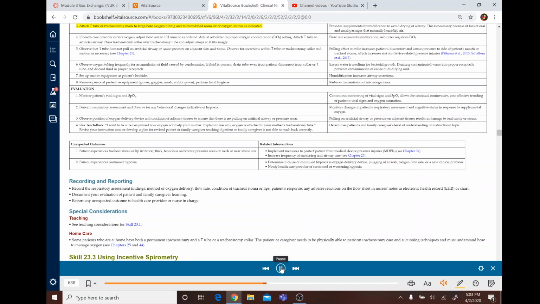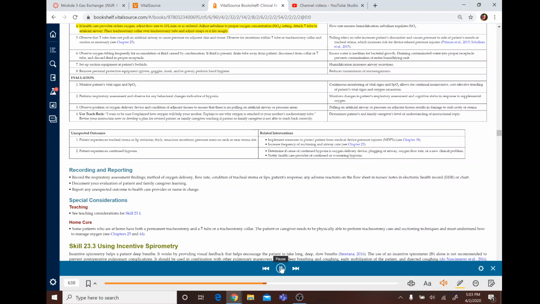3. Attach T-tube or tracheostomy mask to large bore oxygen tubing and to humidified room air or oxygen source as indicated. Provide supplemental humidification to avoid drying of airway. This is necessary because of loss of oral and nasal passages that naturally humidify air. 4. If healthcare provider orders oxygen, adjust flow rate to 10 L/min or as ordered. Adjust nebulizer to proper oxygen concentration, FiO2, setting. Attach T-tube to artificial airway. Place tracheostomy collar over tracheostomy tube and adjust strap so it fits snugly. Flow rate ensures humidification, nebulizer regulates FiO2.